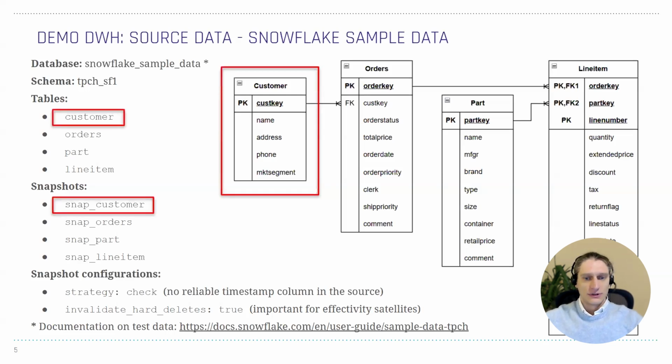Although I included only 4 tables from the Snowflake dataset, my focus during the demo will be primarily on the customer table. I will make changes to this table to demonstrate the core principles of using snapshots as sources for a Data Vault data warehouse, and all those principles are applicable to every other table: orders, part, and line item, and to other tables that might be added to this schema.